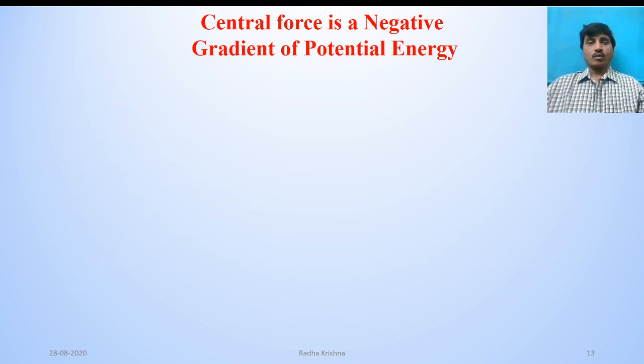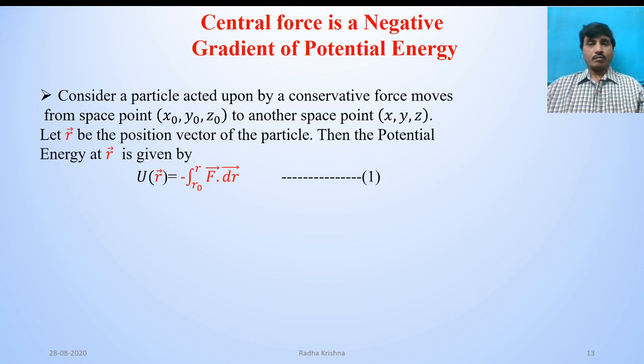Now, we can show that the central force is a negative gradient of potential energy. Consider a particle acted upon by a conservative force moving from space point x0, y0, z0 to another space point x, y, z. Let r bar be the position vector of the particle. Then the potential energy at r bar is given by U of r bar is equal to minus integral r0 to r of f bar dot dr bar.